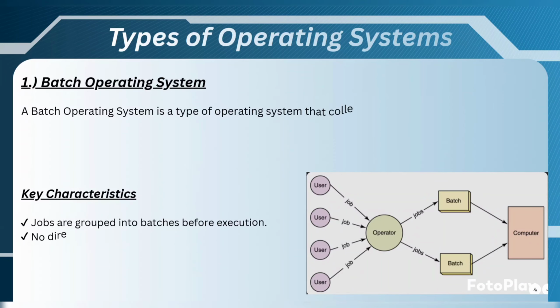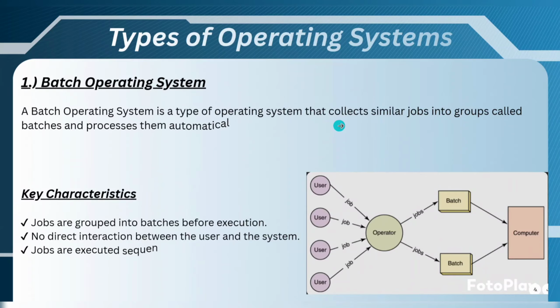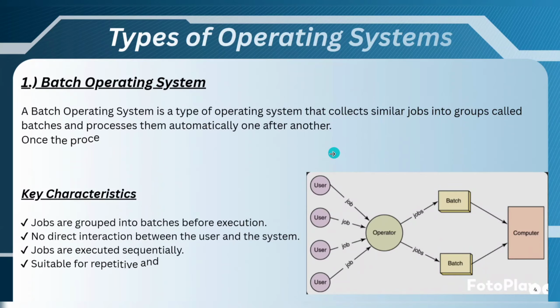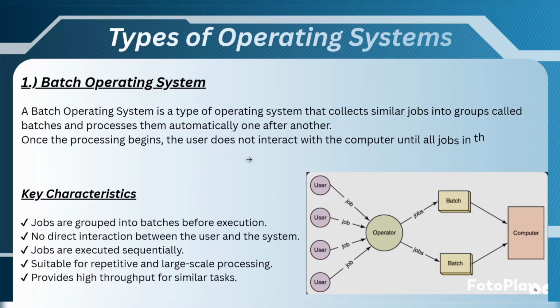The first type we are going to talk about is the batch operating system. A batch operating system is a type of operating system that collects similar jobs into groups called batches and processes them automatically one after another. Let us understand with a simple example. Imagine your college has to generate the results of 5,000 students. Instead of calculating each student's result one by one, the computer collects all the records and processes them together. This saves both time and effort.